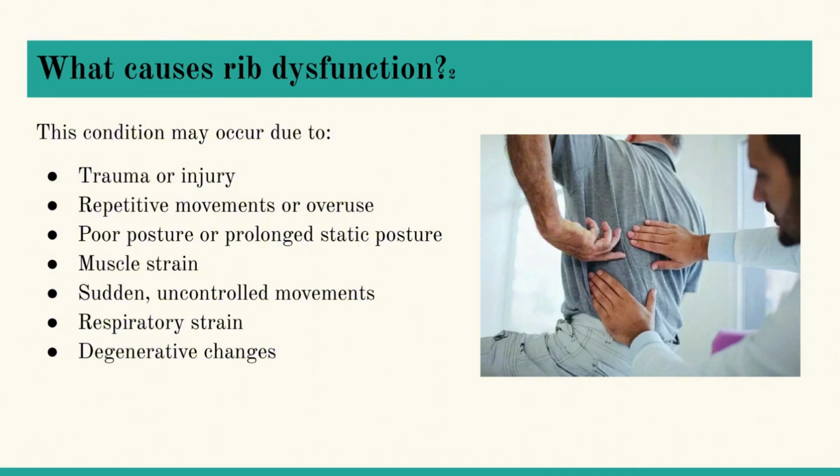Poor posture, obviously. Prolonged poor posture, especially in a slouched forward leaning position, can place uneven stress on the landmarks. Then muscle imbalance or weakness, where certain muscles will become overly tight. Then sudden uncontrolled movements, such as awkward movements or a forceful twist of the torso. Respiratory strain, conditions that cause forceful or prolonged coughing, can cause a rib dysfunction. And then degenerative changes, which would be, of course, age-related or arthritis in the spine or degeneration of the joints.